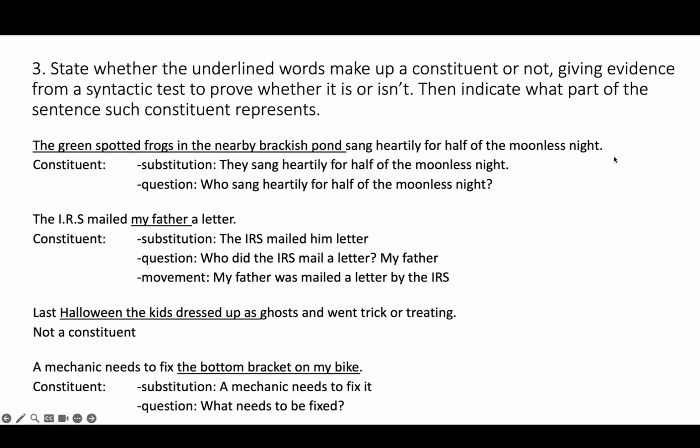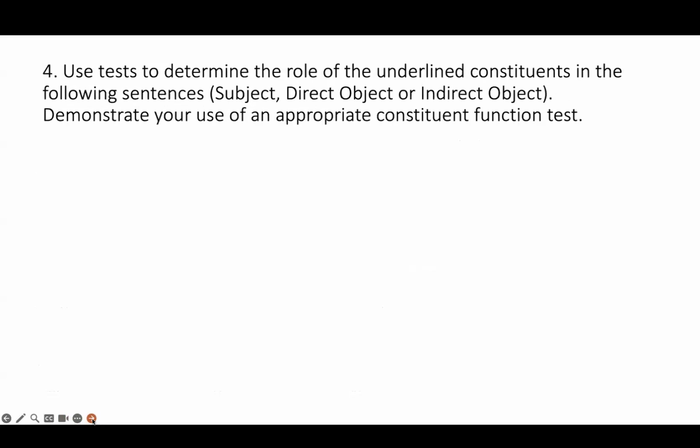We were trying to figure out in sentence number 3, Halloween, the kids dressed up as, whether it is a constituent of this sentence, and we determined it's not a constituent. You can try the 4 tests, and you can see that none of them work. And finally, a mechanic needs to fix the bottom bracket of my bike. We analyzed that one too. We substituted and we asked a question, and we determined that it's indeed a constituent. In this case, it's a direct object. So it's working as a direct object.